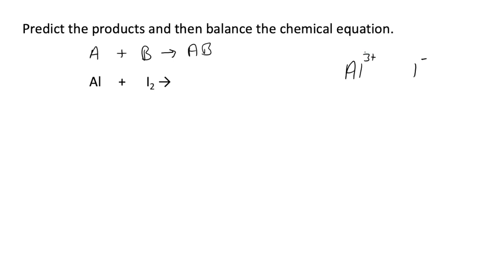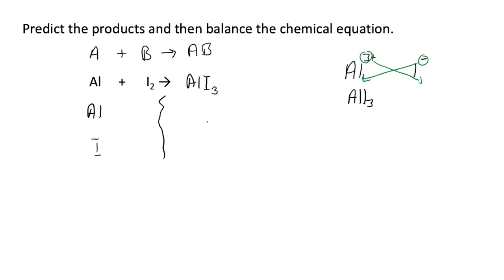And using the crisscross method, the charge for iodide becomes the subscript for aluminum. 1 is understood, and the charge for aluminum becomes the subscript for the iodide, which is 3. So our new chemical formula for aluminum iodide is AlI3. I just use this format so that my L doesn't look like my I. Now let's balance the chemical equation.